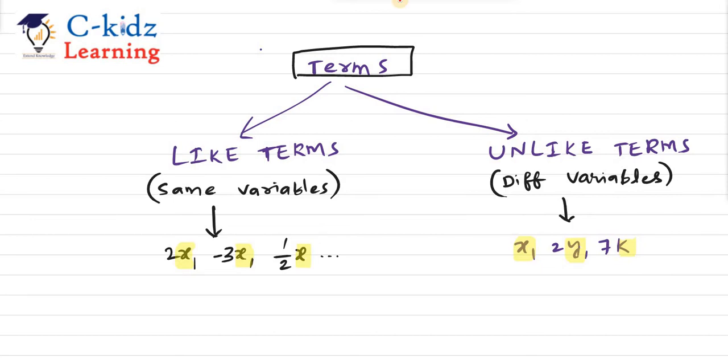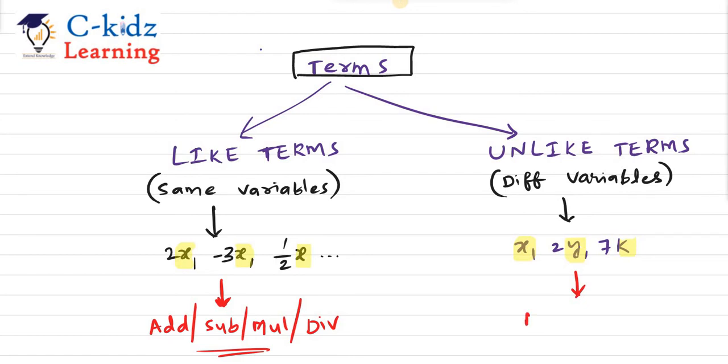So what operations can we do using this? With like terms, we can add, or subtract, or multiply, or divide. All four operations we can do. What about unlike terms? We can't add, we can't subtract, but we can multiply and we can divide. So only these two operations are possible. So this is about the terms.